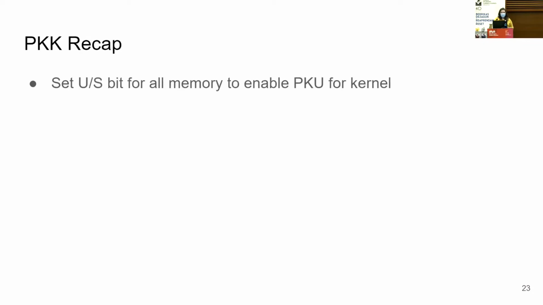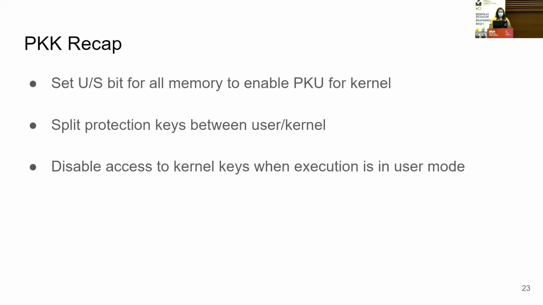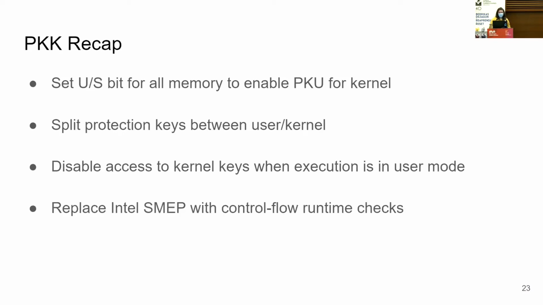So to recap the basic points until now, we set the US bit for all memory in order to enable PKU for kernel. We split the protection keys between user and kernel. We disable access to kernel keys when we are in user mode. And we replace the Intel SMEP with control flow runtime checks, and we replace Intel SMAP with PKK itself.